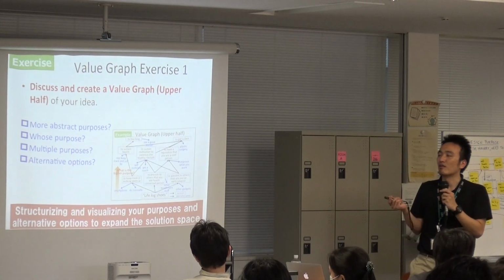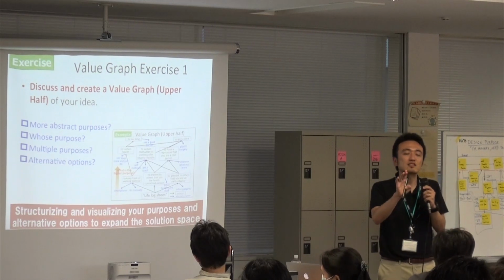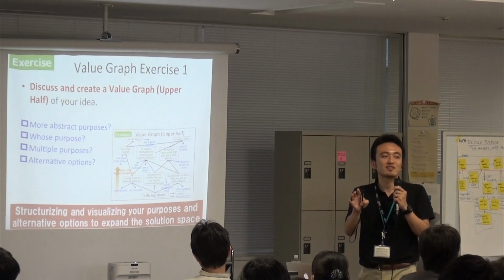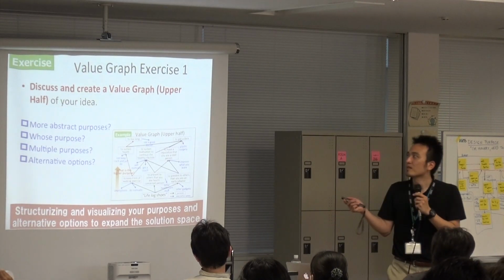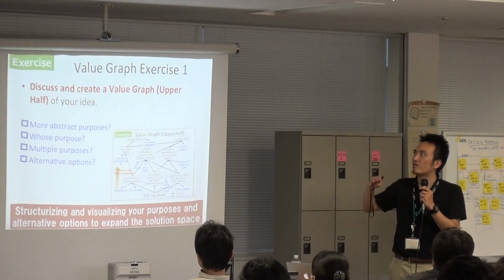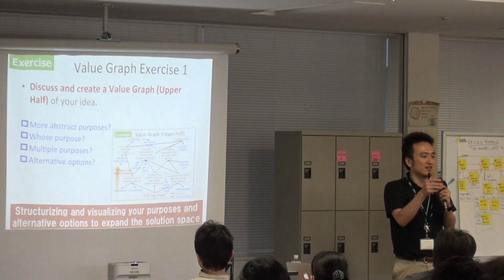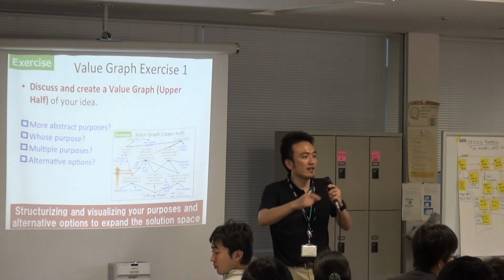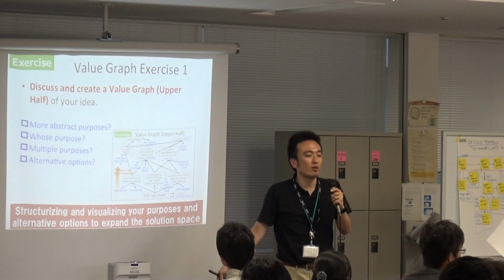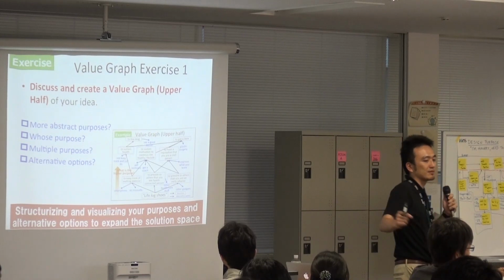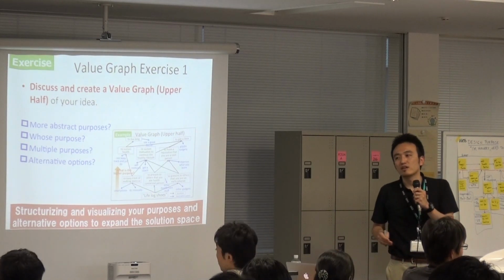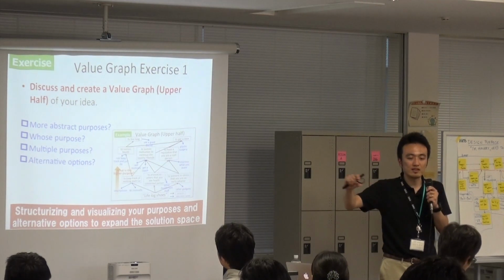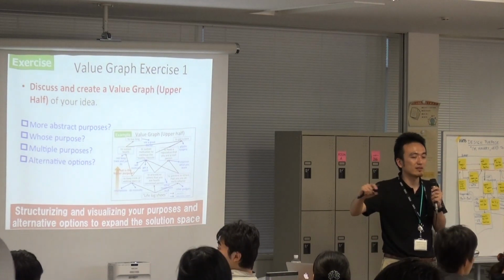All right, so again, let's stick with that idea you have right now. Whether you like it or not, let's stick with it. Okay? So I want you to try to discuss and create the upper half of the value graph for that idea. So get a clean sheet of paper, the whiteboard paper, sideways, the landscape is better. Okay, at the bottom, where I put lifelog shoes, try to give a name to your idea, whatever the idea you had there.